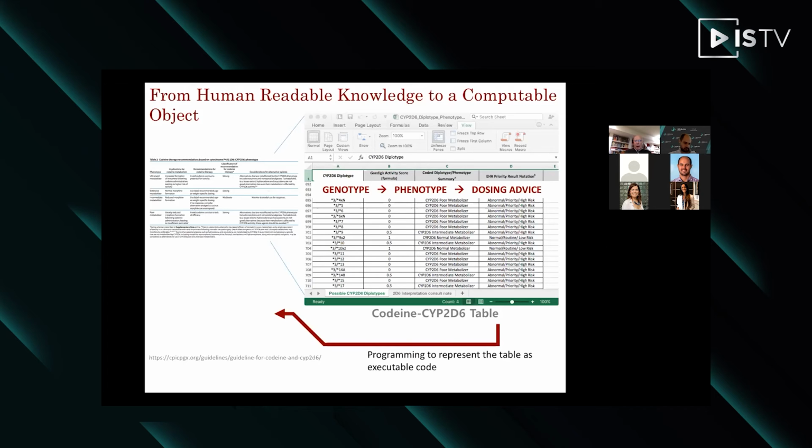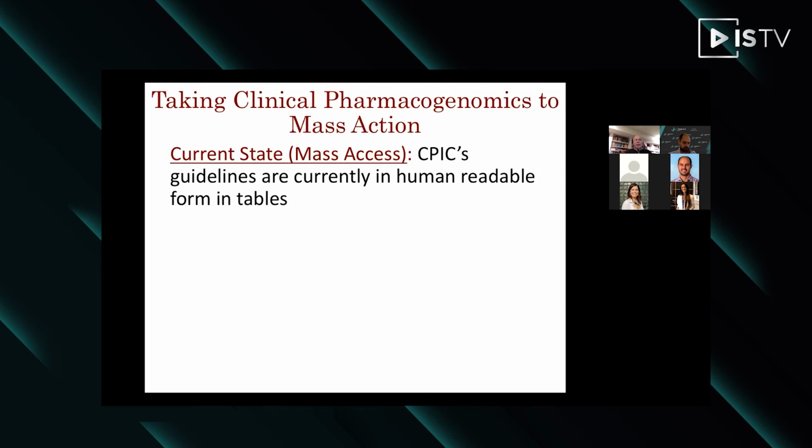You can employ a programmer who can represent this table, and this is not particularly difficult programming, as machine-executable code in a knowledge object. And in this case, a knowledge object would take in the genotype of a patient, combine it with the relationships between dosing and other characteristics and the patient's genotype to generate recommendations.